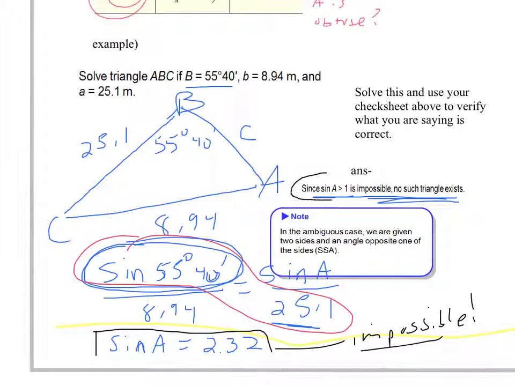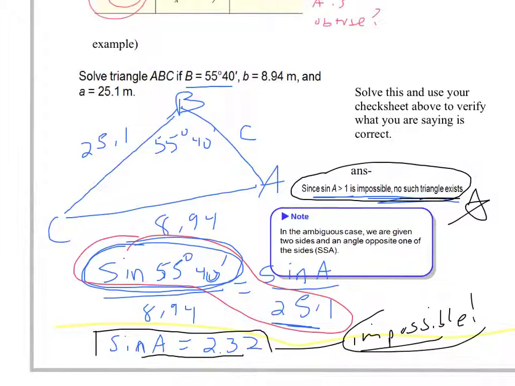And that's what we mean here. Since sine of A is bigger than 1, that's impossible. No such triangle exists. So you claiming that no such triangle exists will be fairly easy for you to see. Okay? And even if you forgot that, and you just kept going and hit inverse sine of 2.32, your calculator will say domain error. So even right here, your calculator will lead you to knowing that's impossible. All right, let's try the next one.